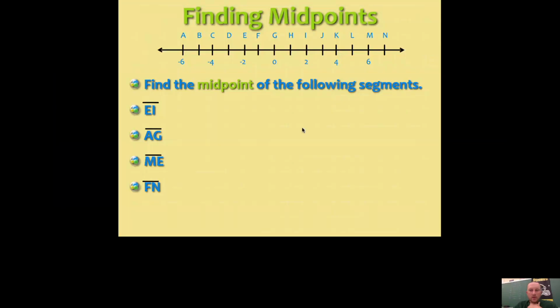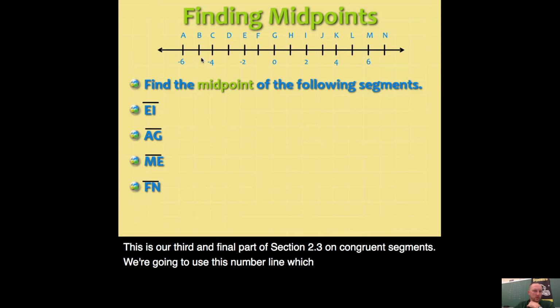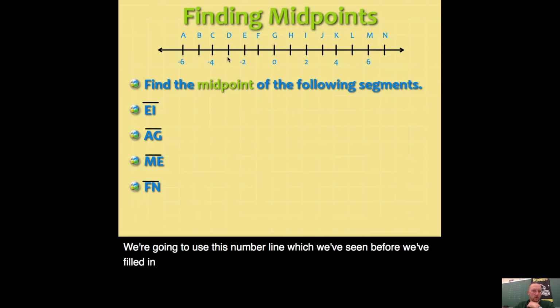This is our third and final part of section 2.3 on congruent segments. We're going to use this number line, which we've seen before. We've filled in these coordinates before. We're counting by ones. We're going to find the midpoint of these segments.